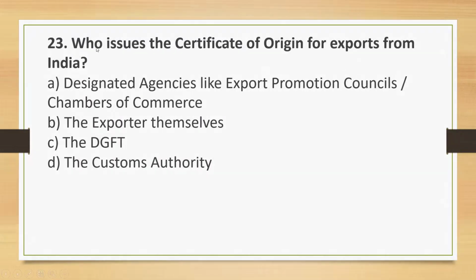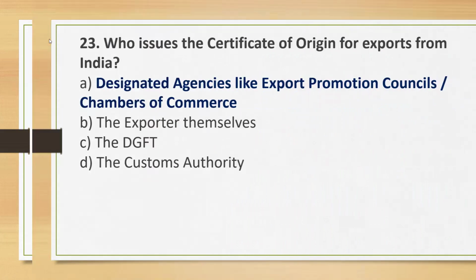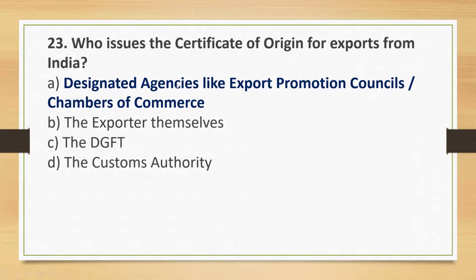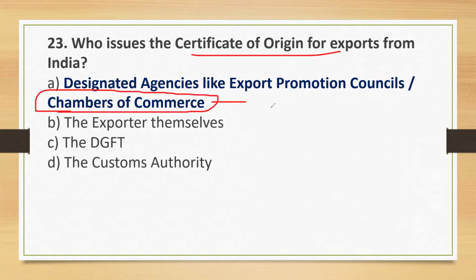Question number 23. Who issues the certificate of origin for exports from India? A designated agency like the Export Promotion Council or Chamber of Commerce, the exporter themselves, the DGFT, or the customs authority. Let's see the right answer. Right answer is A, that is a designated agency, the Export Promotion Council or Chamber of Commerce. But mostly the certificate of origin is issued by the Chamber of Commerce only. So remember this: Chamber of Commerce. They are issuing the certificate of origin.